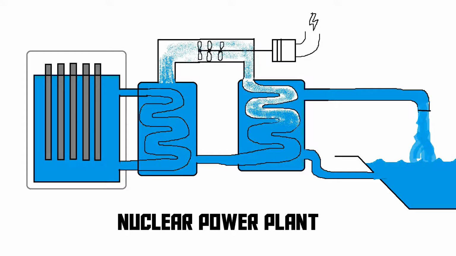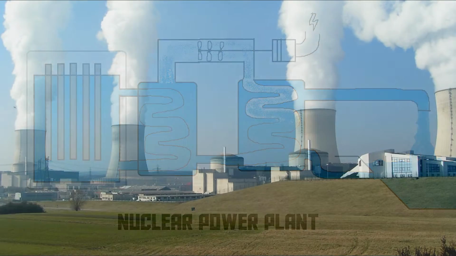Now, some people think that the water that is pumped into a river or a lake from a power plant is radioactive. But it's not, because as you can see, the water that is pumped into a river is completely separate from the water that actually goes through the nuclear reactor. The water that goes through the nuclear part of the plant is completely isolated.